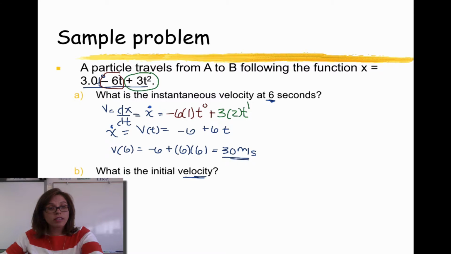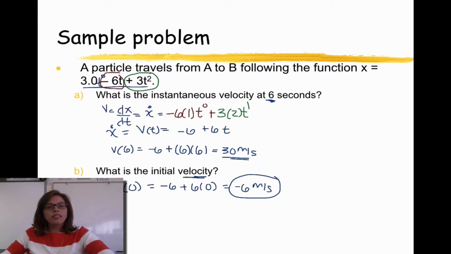What is the initial velocity? So we assume that time equals 0. So it's negative 6 plus 6 times 0, so it's negative 6 meters per second. Now, let's see. Here is, well, we'll take that later.